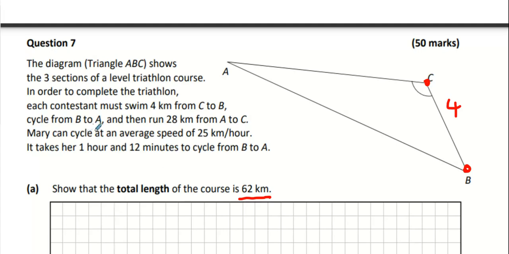They must cycle from B to A. B to A is a cycle, so you're on a bike for this part. And then they run 28 kilometers from A to C. Now, Mary can cycle at an average speed of 25 kilometers an hour and it takes her 1 hour and 12 minutes to cycle from B to A.